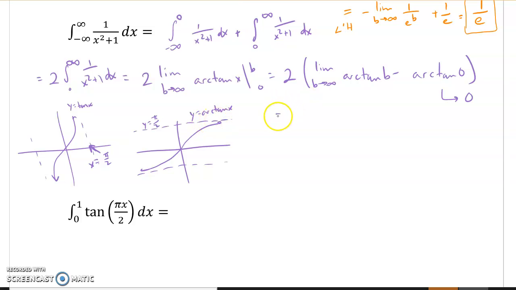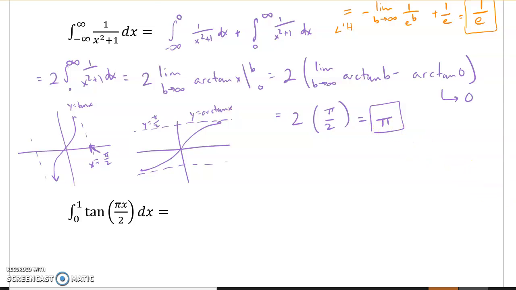Fantastic. So that's kind of a fun little callback to pre-cal. So the limit as b approaches infinity of arctan of b is just pi over 2. We're going to go ahead and multiply that by 2 because we've got the left half and the right half of this bell curve looking thing, and our answer is the pleasingly simple pi.